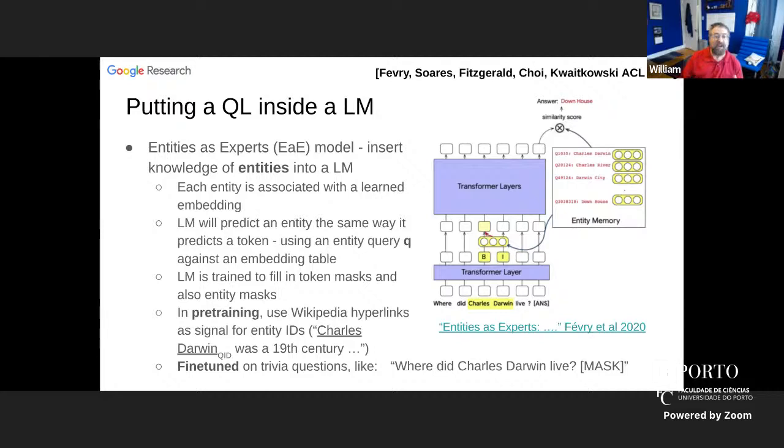In addition to language, we also have language with entity identifiers, which in their training they took from Wikipedia hyperlinks. So in pre-training, you'd have a document like "Charles Darwin was a 19th century biologist, blah, blah, blah," and you would have it reconstruct the ID, maybe the Wikidata QID for Charles Darwin. Then at the end of the day, you can train it to do other things. They looked at question answering, where they took a natural language question, and the answer was always an entity, so there's just an entity mask that had to be predicted.